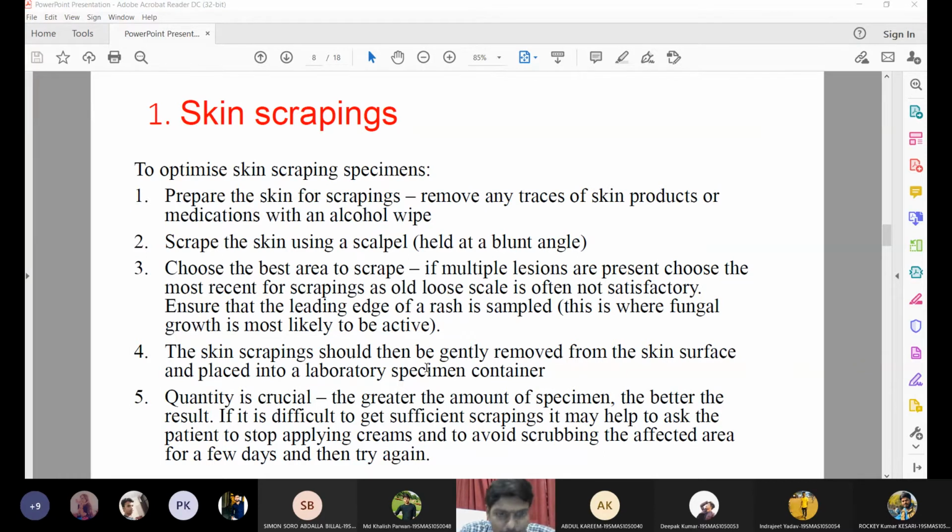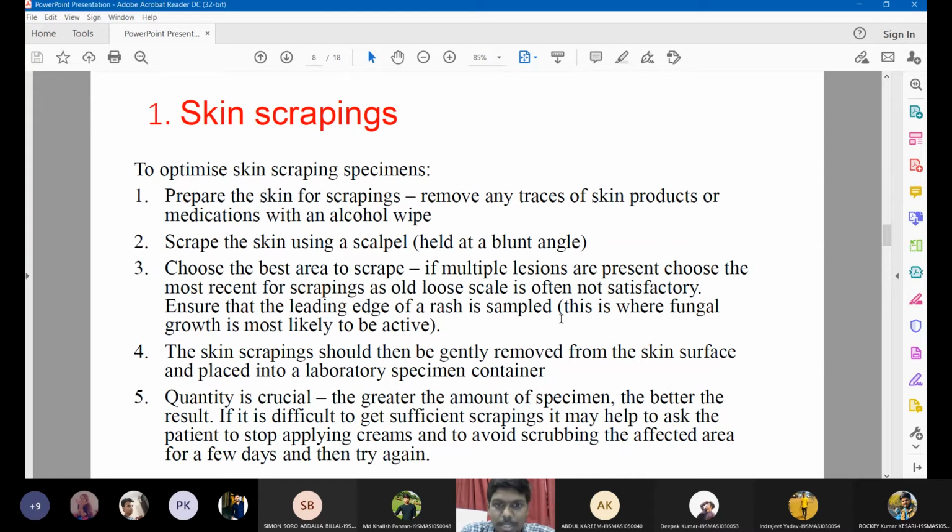Okay. Then quantity is crucial. The greater the amount of specimen, the better the results. So quantity of specimens also matters a lot. So these are the things that you need to ensure in skin scrapings. I will show you the video once after finishing this lecture. Since it is a PDF, it is not possible to show video in it.